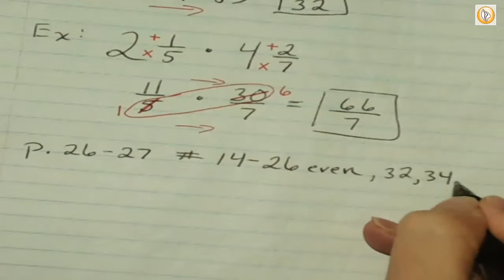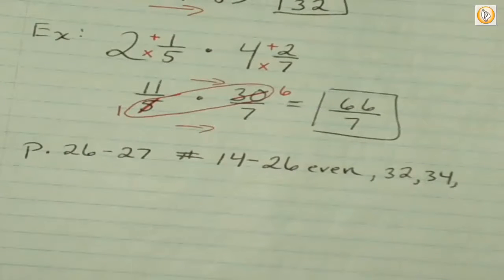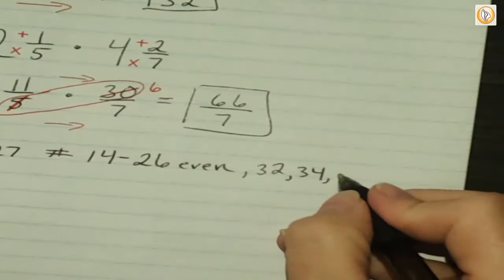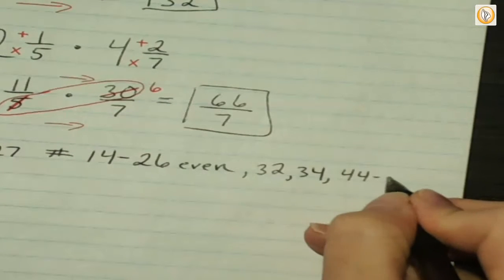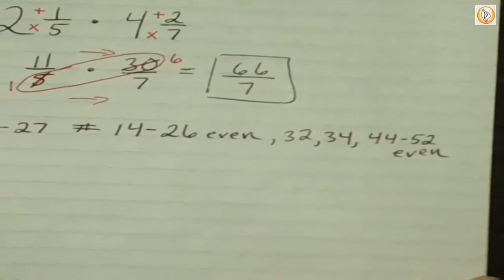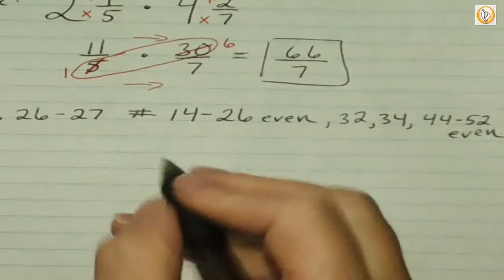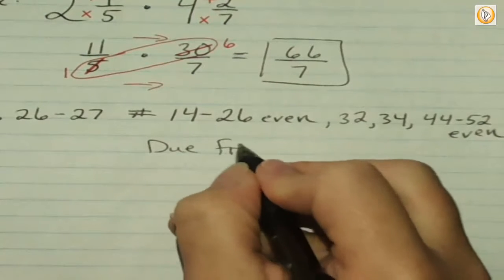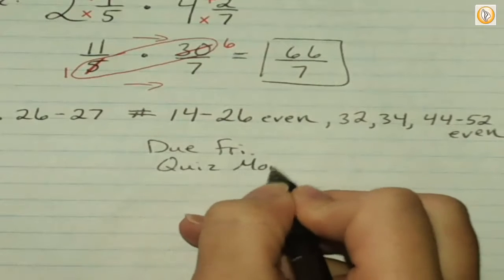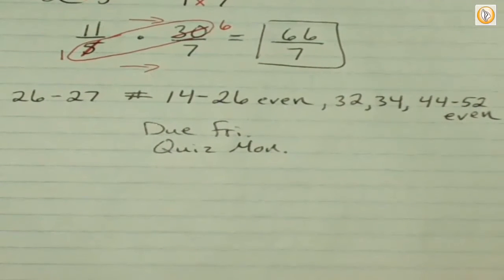32, 34. Let's see how. Hold on. Okay. And then 44 to 52 even. This is due Friday. That's like 14 problems. Your quiz is Monday. It's 13. Whatever. We were gonna only have 6 problems. Yeah, right. Okay. And you can get started. Do you have a bonus there?